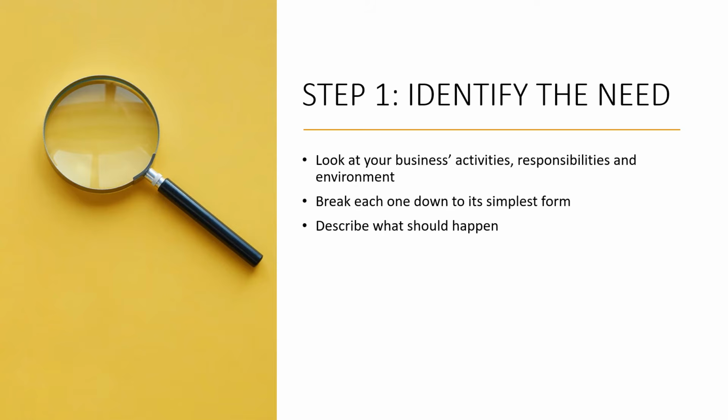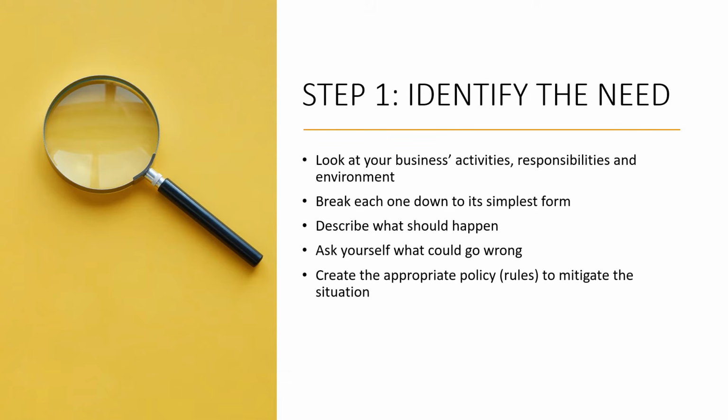So our appropriate company dress code involves business casual. That means khakis or slacks, or shorts or skirts up to a certain length, and keep going down. Again, please see your local labor attorney to see what would be permitted or not in your state. Ask yourself at that point, once you've described what would happen, what could go wrong? And create the appropriate policy and rule to mitigate that situation.